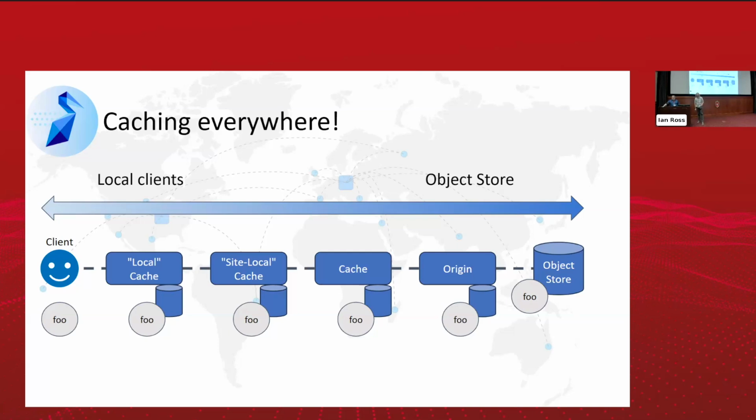But since I have the mic, are there any thoughts of what happens if the local cache is on a shared file system? Because you're showing me the client there, and it's not clear to me whether the client is sitting at a web browser or it's an application. How would it look if any of these caches is on a shared file system accessible to the client?